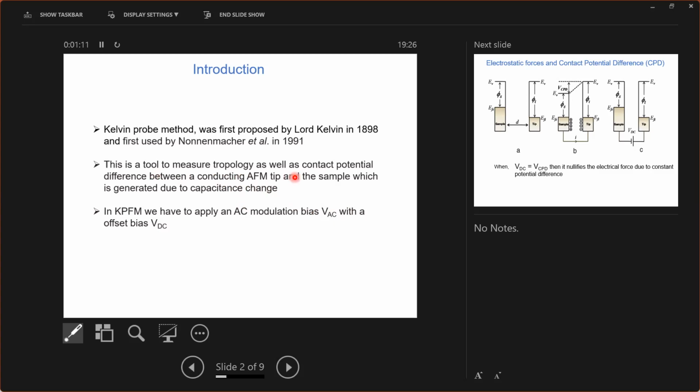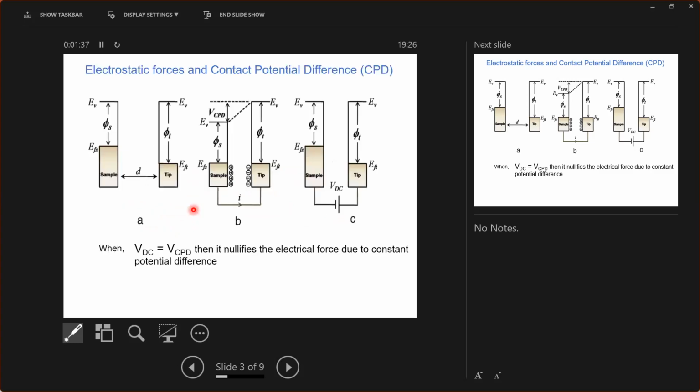So I'll come to what the contact potential difference is. Here we generally work with the AFM tip, and in the case of KPFM, the tip is above the sample, meaning there is a distance between tip and sample. In KPFM, we generally apply two types of modulation. One is AC modulation, which is VAC, and the other is DC modulation, which is VDC. Now I will come to the contact potential difference.